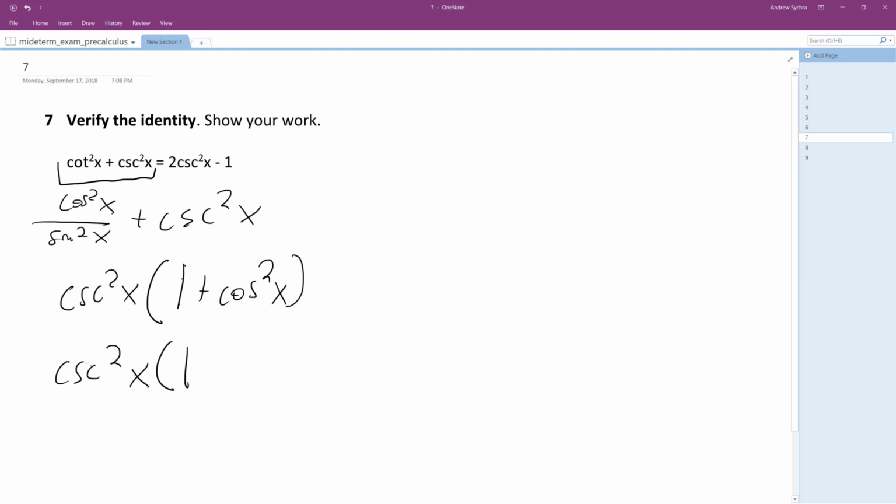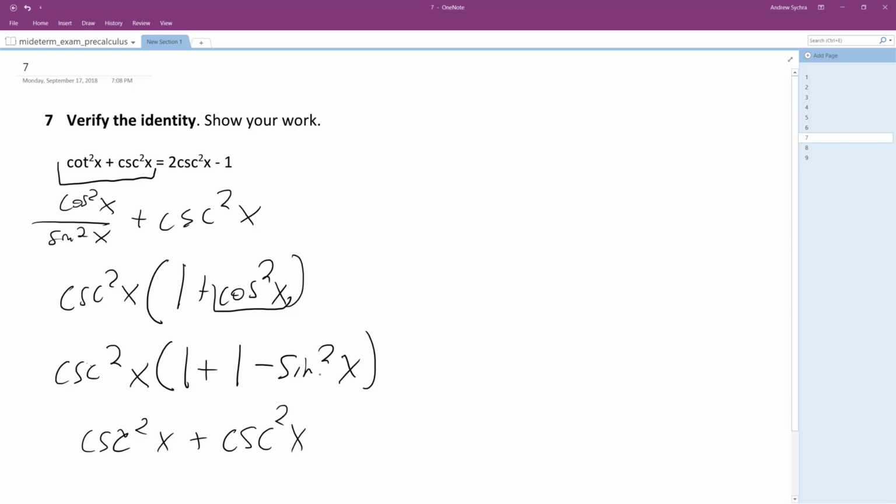And then the cosine here can be converted into 1 minus sine squared x. And then I distribute here, so I get cosecant squared x plus cosecant squared x. And then cosecant is 1 over sine squared, so the minus here. So this is sine squared x minus sine squared x over sine squared x, which becomes 1.